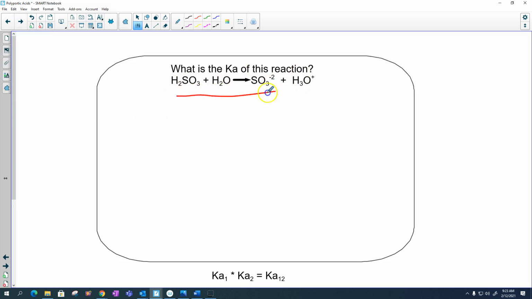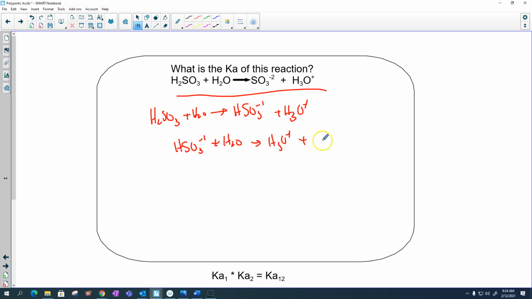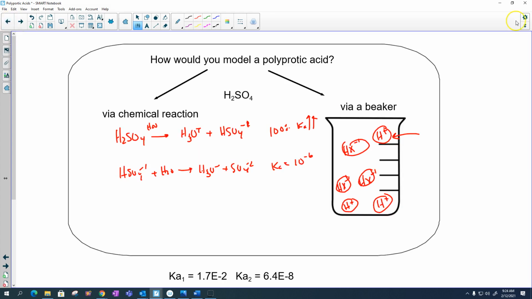Okay. Just a quick little heads up: how would you actually get the Ka for this reaction? What you would do is you have the first reaction, I can write out here quickly, H2SO3 plus water yields HSO3 minus 1 plus H3O plus. HSO3 minus 1 plus water yields H3O plus SO3 minus 2. This guy had a Ka value of right here.